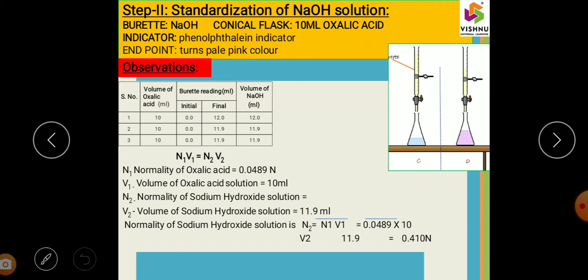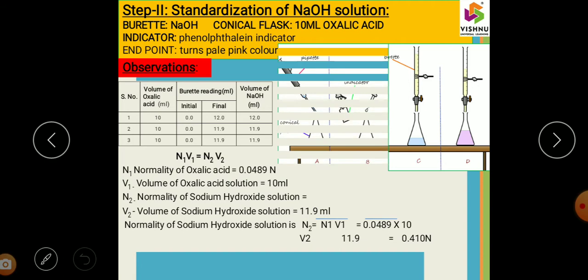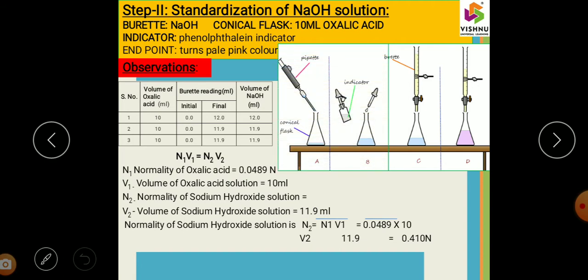Step 2, standardization of NaOH solution. In this step, take 10 ml of oxalic acid in a conical flask and add 1 or 2 drops of phenolphthalein indicator, and it is titrated against the NaOH solution from the burette until the color changes from colorless to pale pink color, and this is noted as the end point.